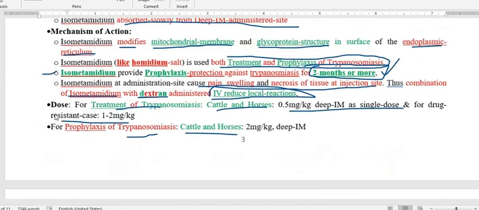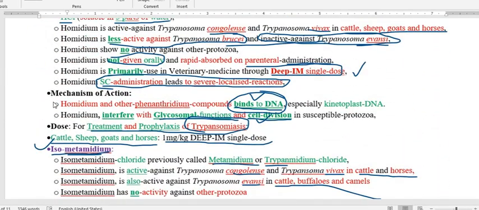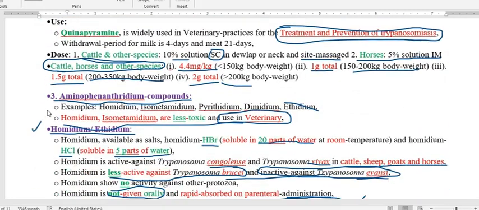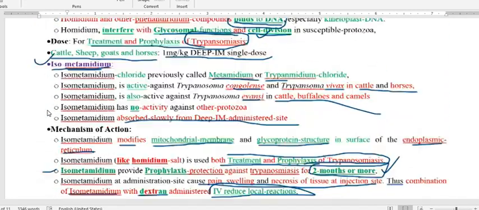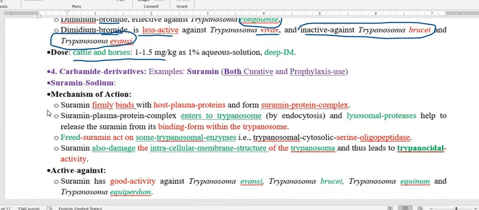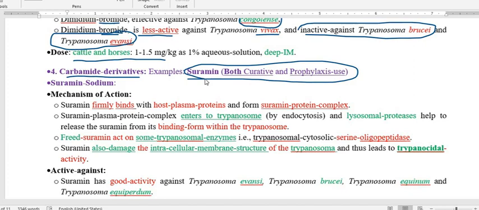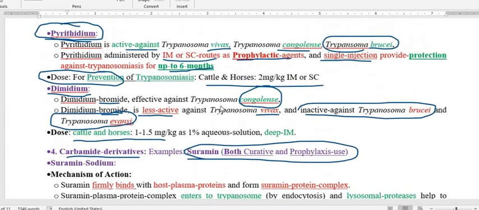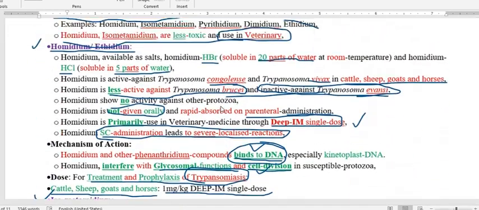In aminophenanthridium there are two important drugs, homidium and isometamidium, and if you can recall these two from this group, then it is very good. The aminophenanthridium drugs are those I already mentioned. Now we go to the next group of anti-trypanosomal drugs, the carbamide derivative, and the only example is suramin.